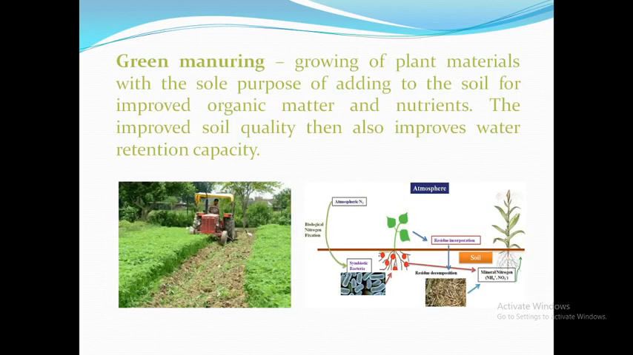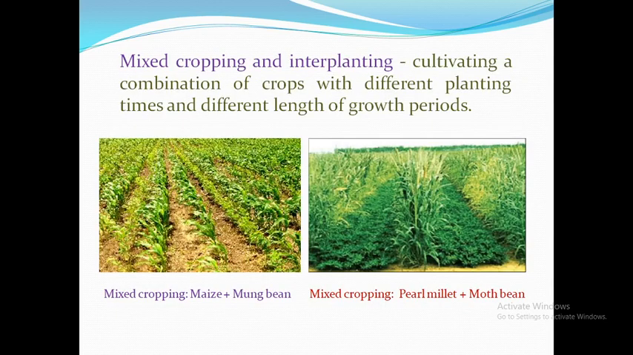And next one is green manure. Growing of plant material with the sole purpose of adding to the soil for improved organic matter and nutrients. The improved soil quality then also improves water retention capacity. Green manure is a term used to describe specific plant or crop varieties that are grown and turned into the soil to improve the overall quality. The most important green manure crops are sun hemp, Sesbania species, and cluster bean, etc. Here we can see a farmer turning Sesbania into the soil.